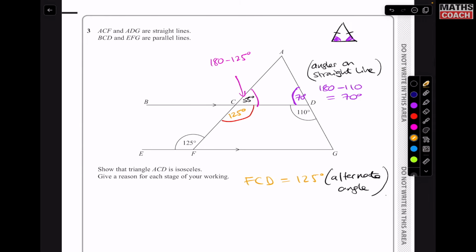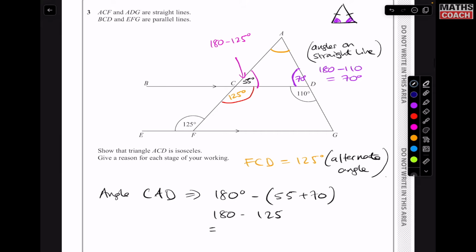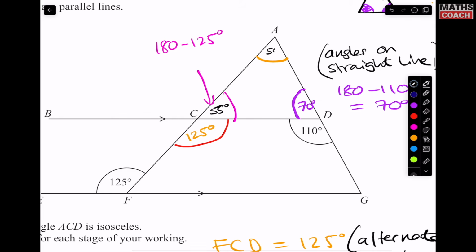So to find this angle right here, let's label this angle actually, so we can call it CAD. So angle CAD, how do you find it? You do 180 because angles in a triangle add up to 180, right? All these 3 angles add up to 180. So you do 180, you add up the 55 plus the 70, that is 180 minus 125, and that gives us 55 degrees. So now we have proved that this is 55 degrees.